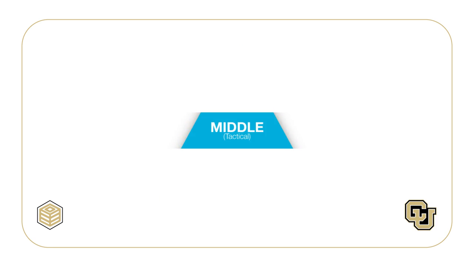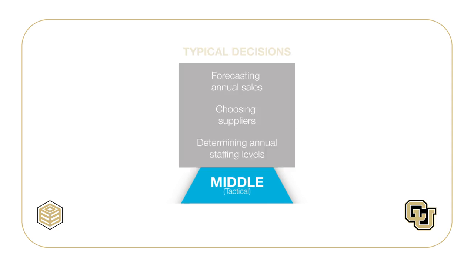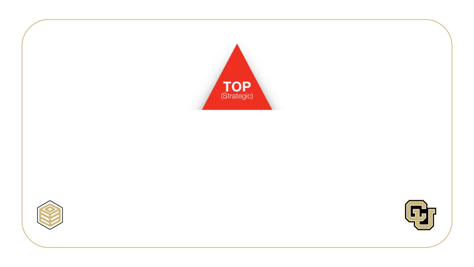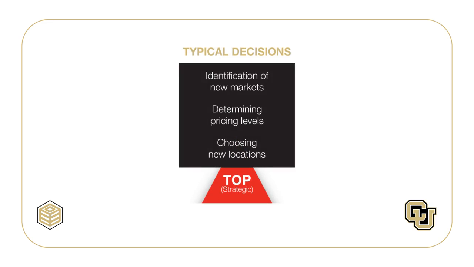Middle management makes decisions to implement organizational strategies, typically on an annual basis. Typical tactical decisions involve forecasting annual sales, choosing suppliers and related contract terms, and determining annual staffing levels. Top-level management makes strategic decisions that guide the direction of an organization in the long run. Typical strategic decisions involve identification of new markets, determining pricing levels, and choosing new locations for plants and stores.